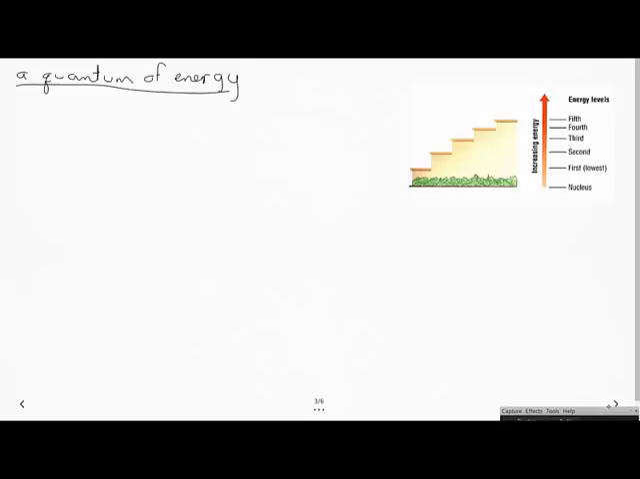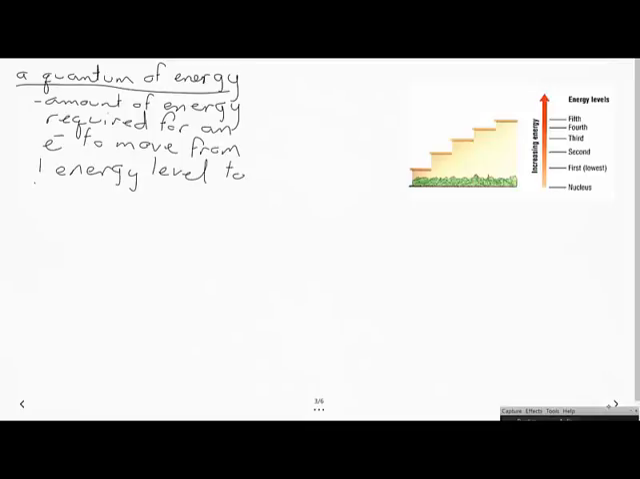A quantum of energy is the amount of energy required for an electron to move from one energy level to the next higher energy level. And these energies of electrons, therefore, are said to be quantized. What that means is that there is an abrupt jump from one energy to the next. It's not a slow build-up. It is, we don't have enough energy, yep, we've got enough energy, and we are going to jump.